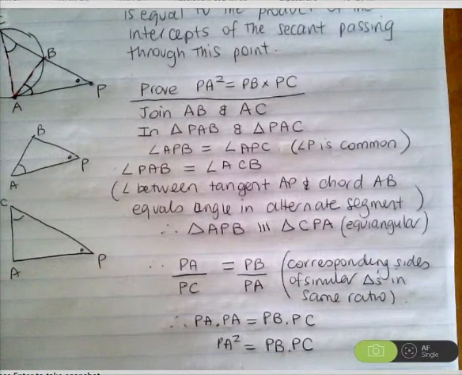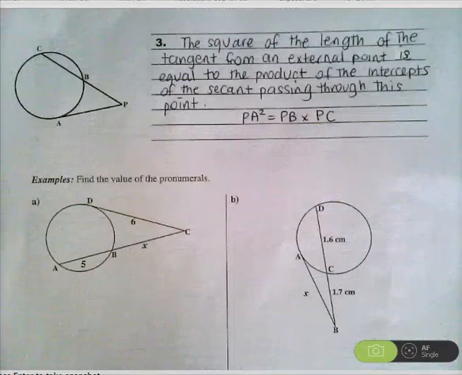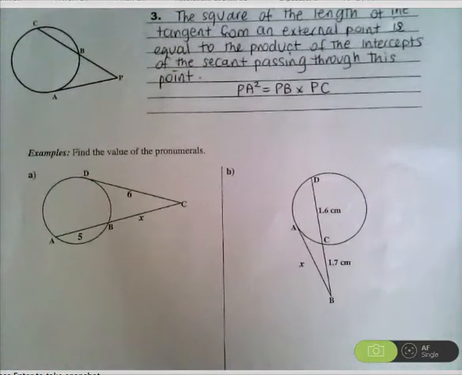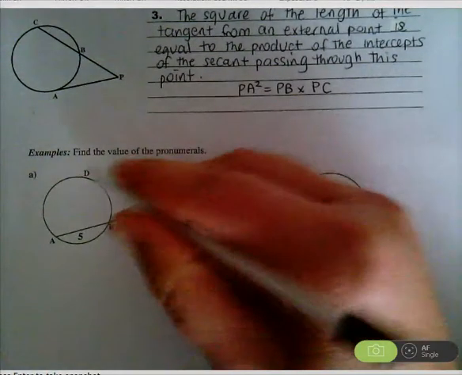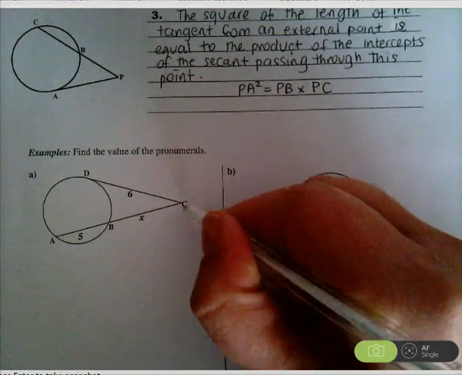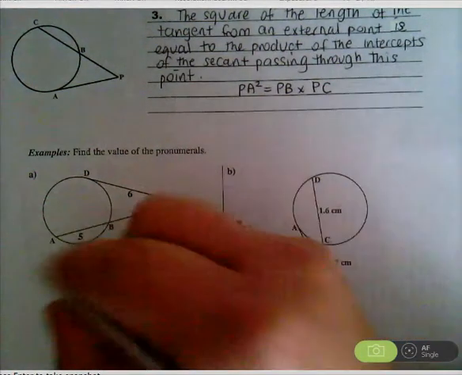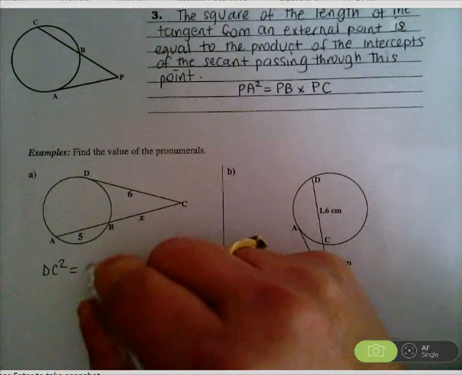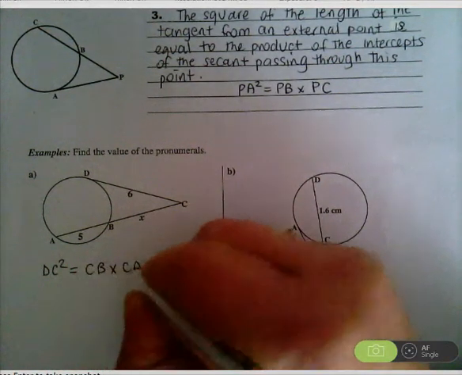Okay, now we're going to do the last few examples. Now I'm on the final page of the booklet, page 27, and you have to find the value of the pronumerals. So we can see that DC is a tangent, and the intercepts of the secants are CB and CA. So we know that DC squared equals CB times CA.